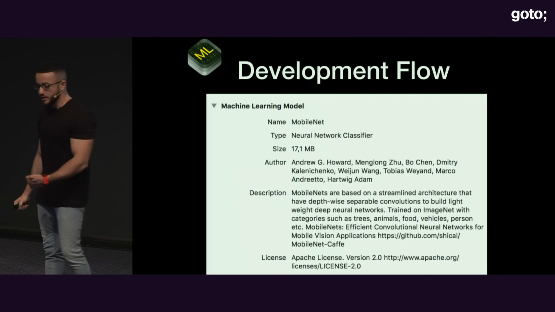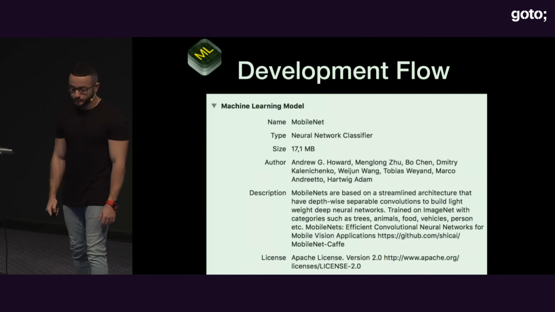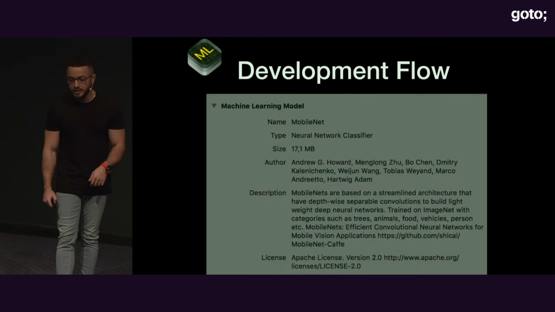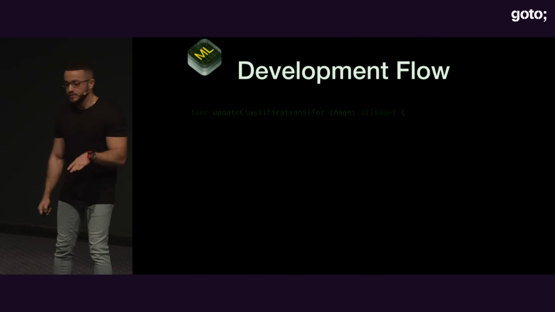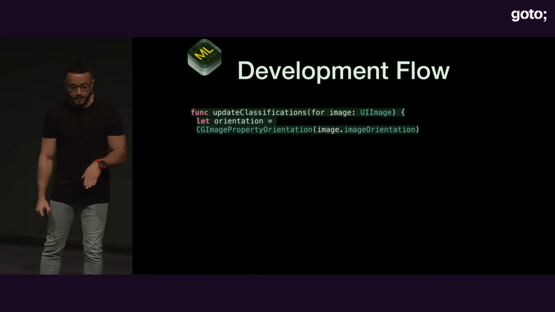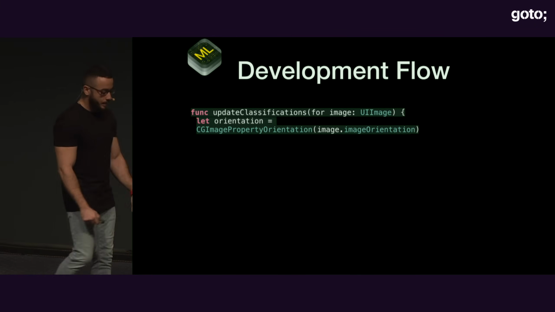And I can see the author, the description and the license. Once I drag and drop my model, I can start with the 3 steps that I mentioned. So first, I need to create the image request handler.